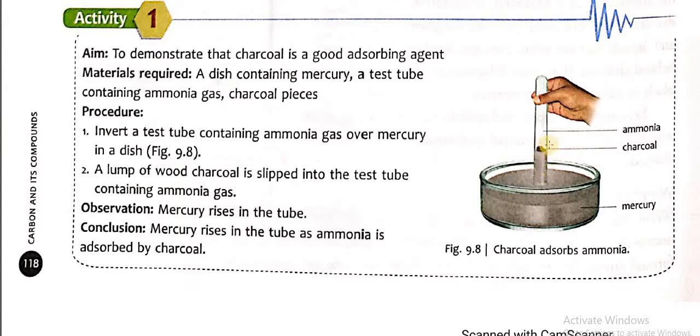The conclusion is that the mercury rises in the tube because the ammonia gas present in the test tube gets adsorbed by charcoal. That's why there will be space and the mercury travels over it. So this is how we can demonstrate that charcoal is a good adsorbing agent.